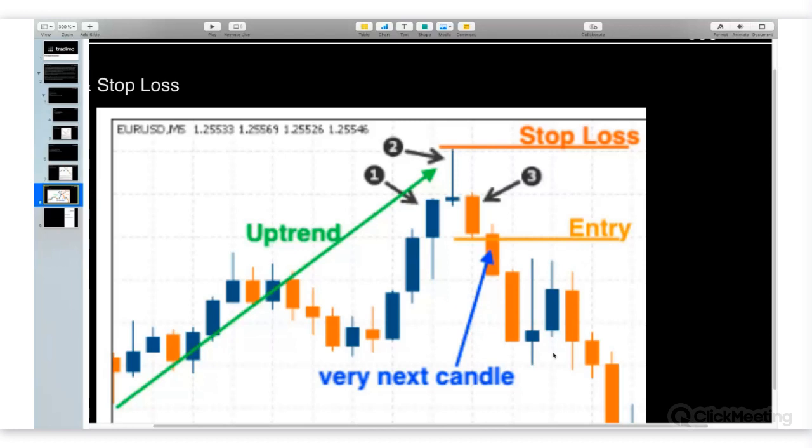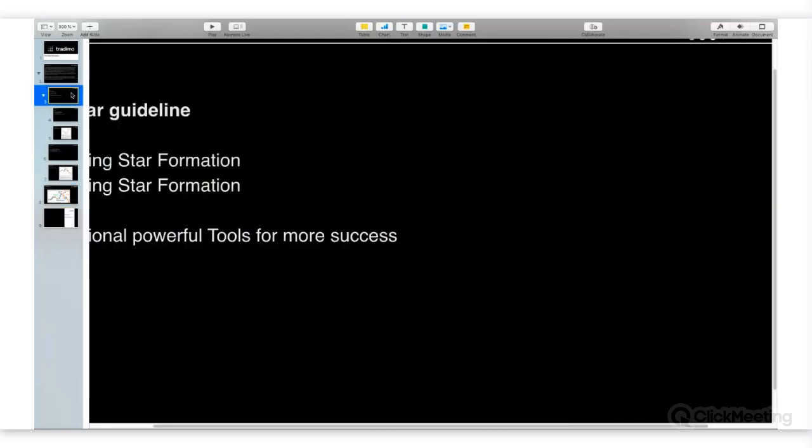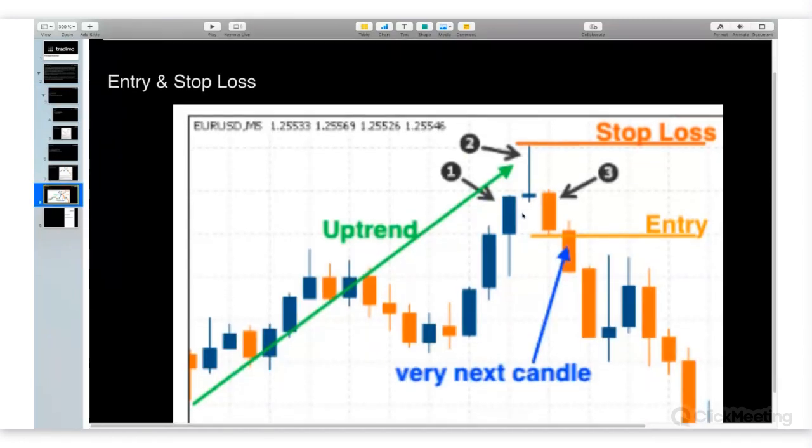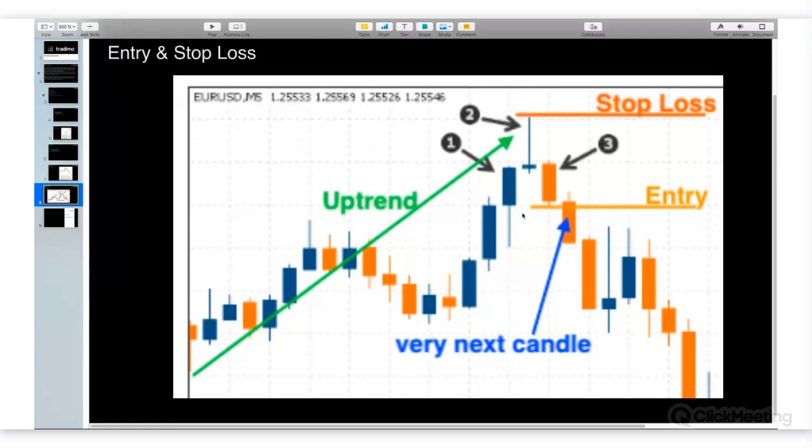And then I mentioned at the beginning powerful tools for more success. One powerful tool is to have a look at the volume. If the volume at this candle here is higher than the volume at this candle, then you have an additional confirmation for this formation or pattern, and then the success rate is even higher. Okay, so this was the morning and the evening star formation.